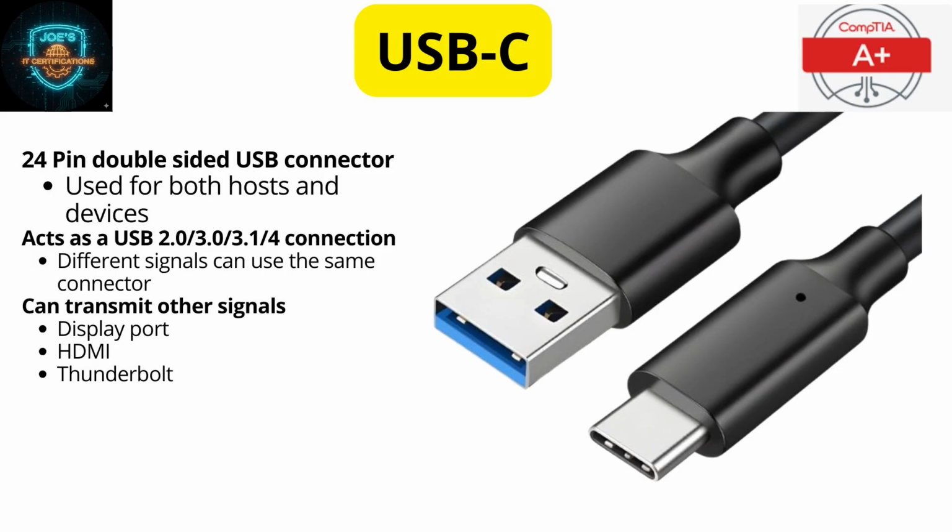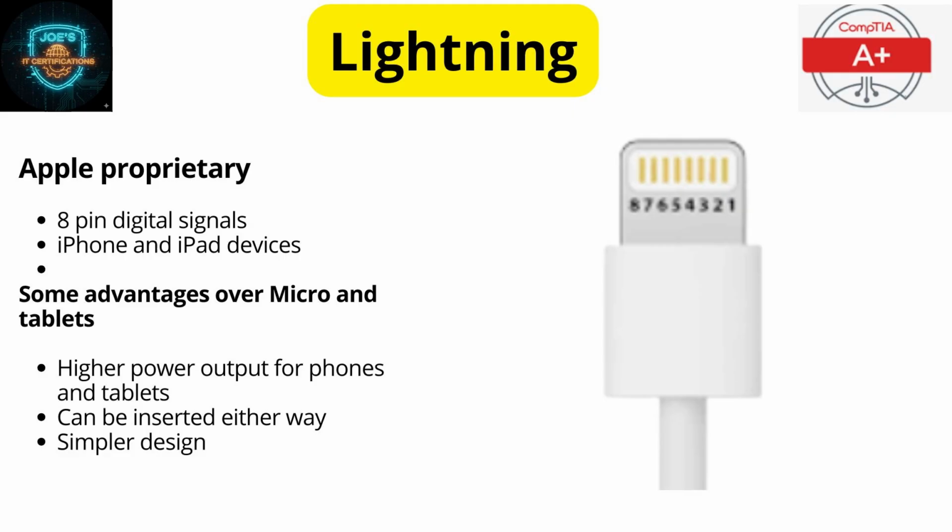If you're using an older mobile device made by Apple, you may not be using a USB connection. You may instead be using a proprietary connection from Apple known as a Lightning connector. This Lightning connector has 8 pins, and it's commonly used for older iPhone and iPad devices. Lightning was introduced to resolve a number of problems with the older USB connection standard. For example, it supported a higher power output, so it could charge your phones and your tablets a little bit faster. It could be inserted either way, so you don't have to keep moving the connector back and forth and up and down to try to find the right connection. And this relatively simple design made it easy to use across many different devices.